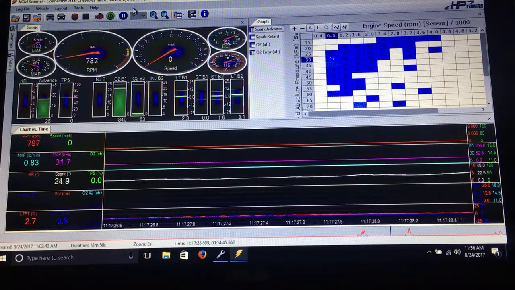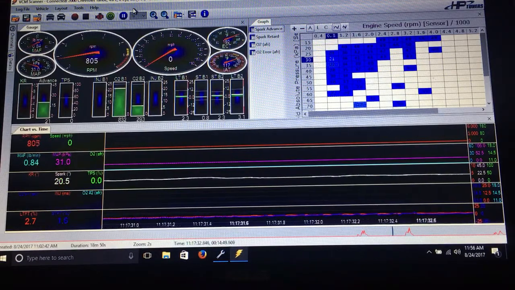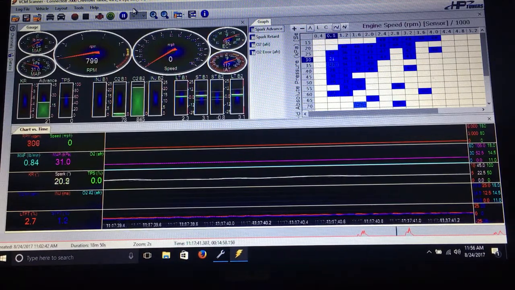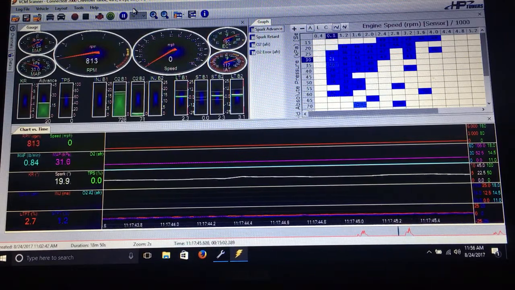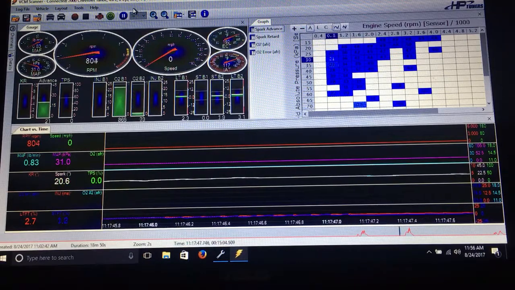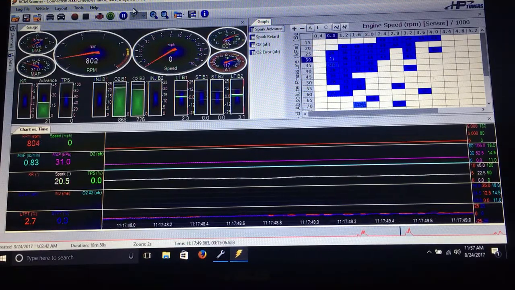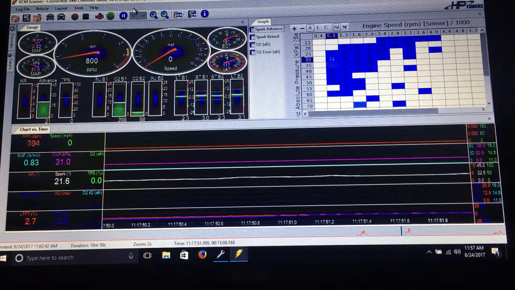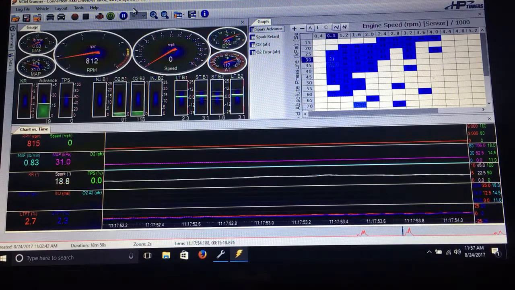Again, I do not have an active wideband hooked up so that the data log can monitor my target air fuel ratio. So that is coming. I have the adapter and the plug to use with the HP Tuner Pro, but I haven't got the wiring set up for it yet. I'm going to work on that this afternoon, actually as soon as I get done making this video.